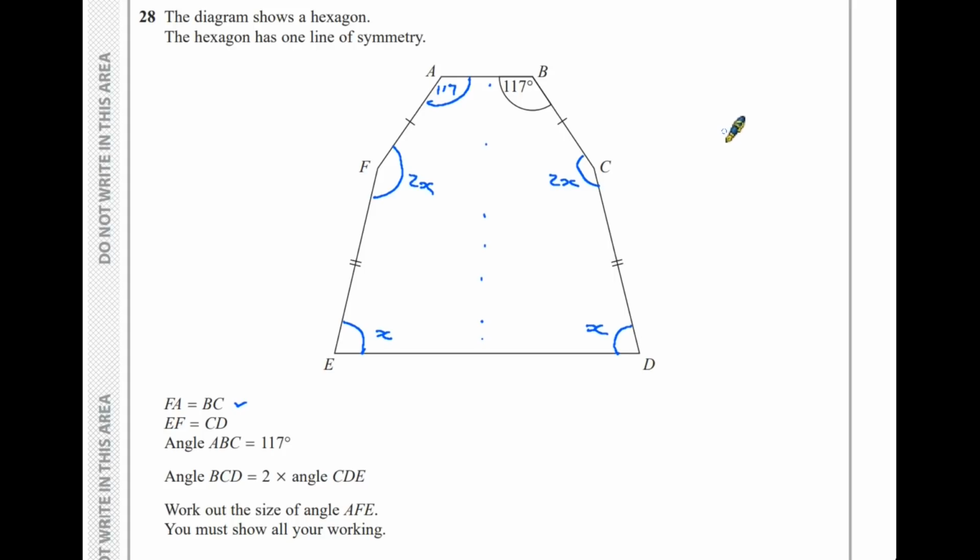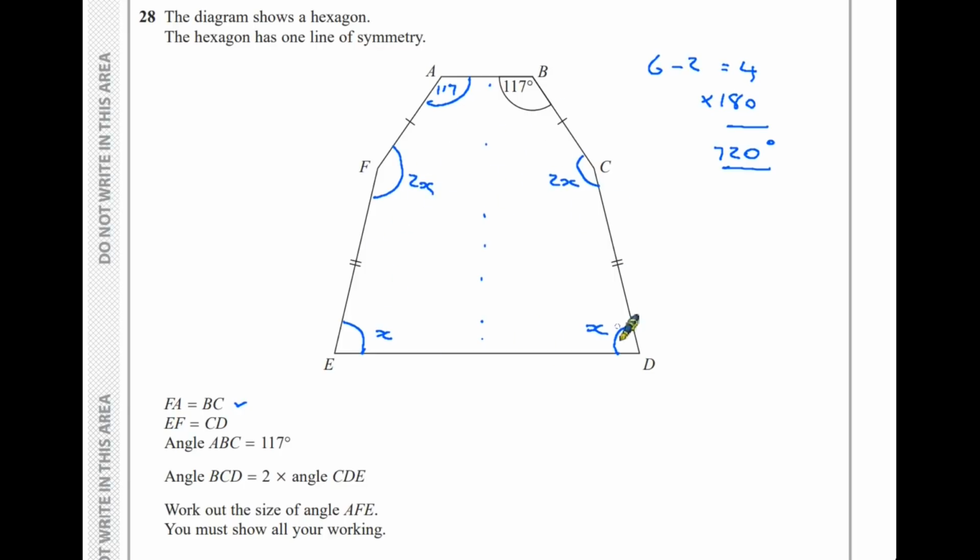Let's next look at the total of the interior angles of a hexagon, because that's something we're going to need here. To find the interior angles of any polygon, we take the number of sides. Hexagon has 6. We take away 2, so we end up with 4, and we multiply that by 180. So the total of the angles inside this hexagon is 720 degrees. Let's use that to work out the value of x. Don't forget, we're being asked in this question to work out the size of angle AFE, which is 2x. So let's first of all find x.